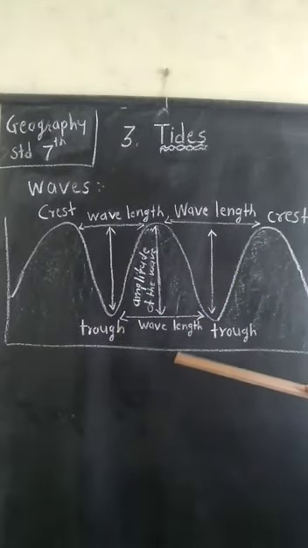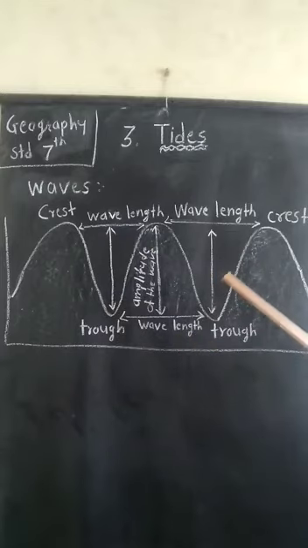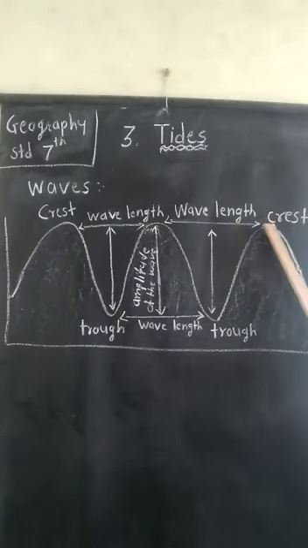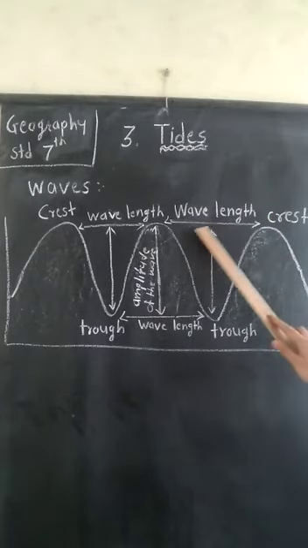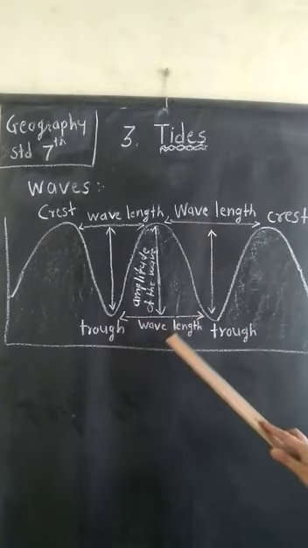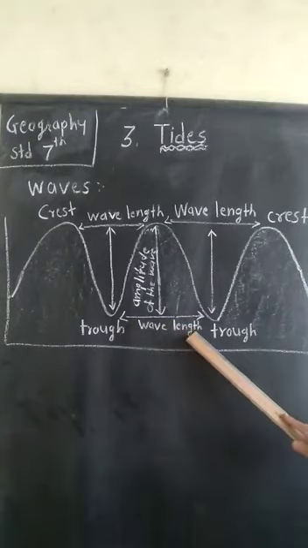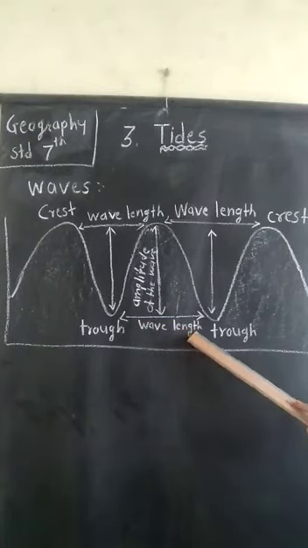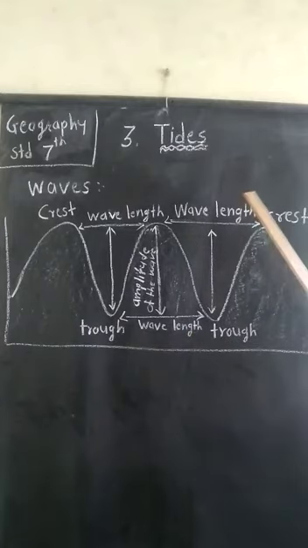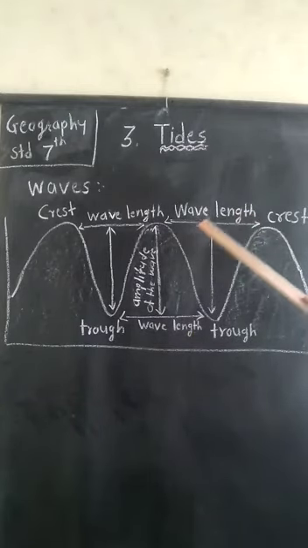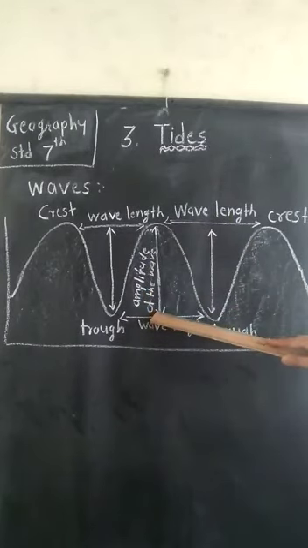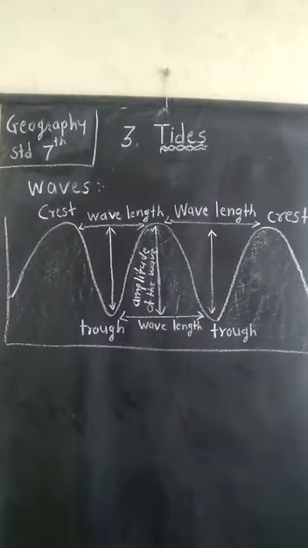The distance between two successive crests or troughs is called a wavelength. Look here. This is a wavelength. And all these things, wavelength, then amplitude of the wave, then velocity of the wave, all depend on the velocity of the wind. Velocity means speed. You got it?